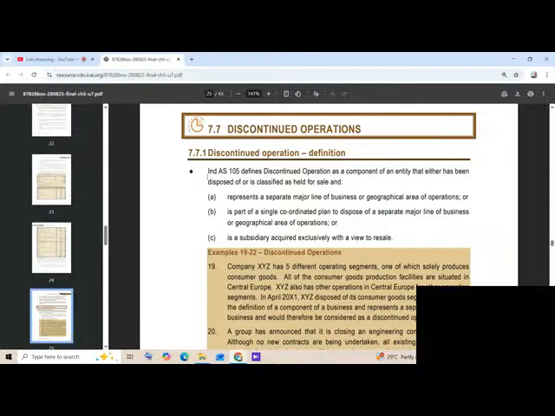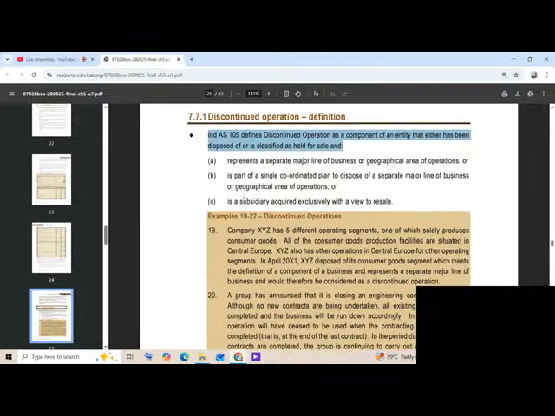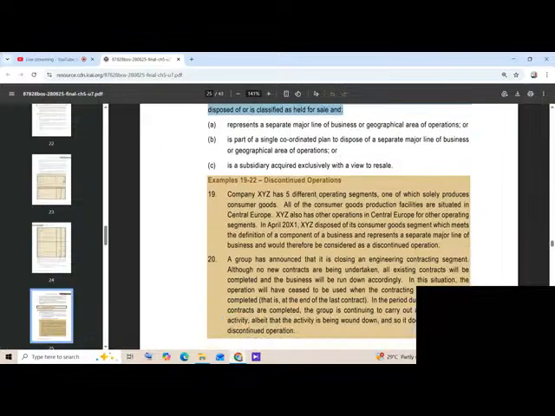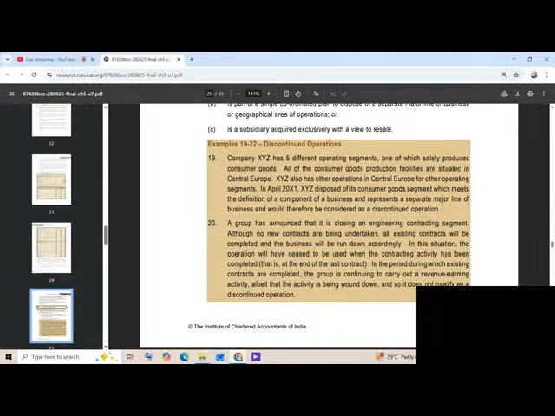Discontinued operations. Definition. Ind AS 105 defines discontinued operations as a component of the entity that either has been disposed of or is classified as held for sale and represents a separate major line of business or geographical area of operations, is part of a single coordinated plan to dispose of a separate major line of business or geographical area of operations, or is a subsidiary acquired exclusively with a view to resale.